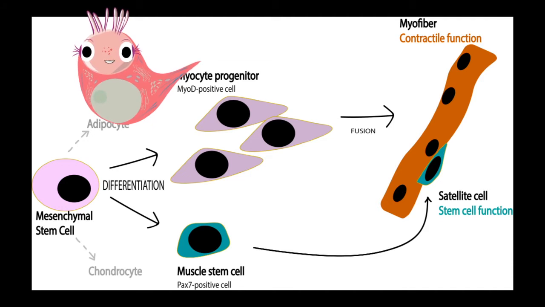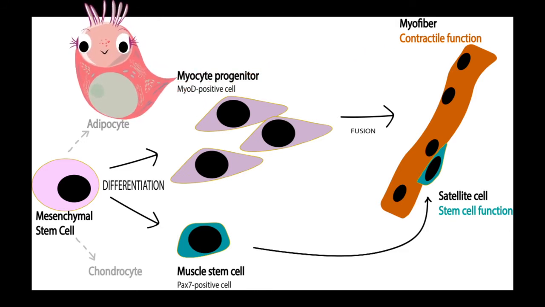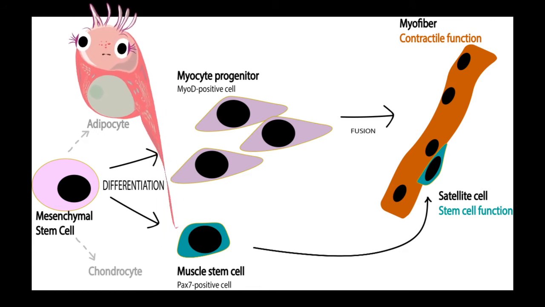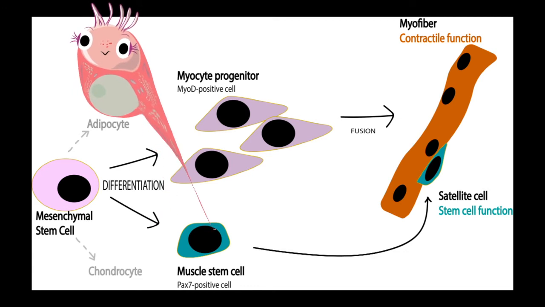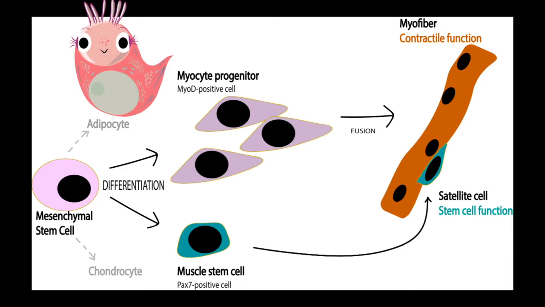So this protein identifies specifically the myocyte progenitors. If you have a cell with MyoD in it, it is a cell that is oriented towards becoming a myofiber. In contrast, if you have the expression of the PAX7 protein, it is a protein that identifies the muscle stem cell. So it's pretty easy to tell apart the myocyte progenitors from the muscle stem cells by looking at their proteins.